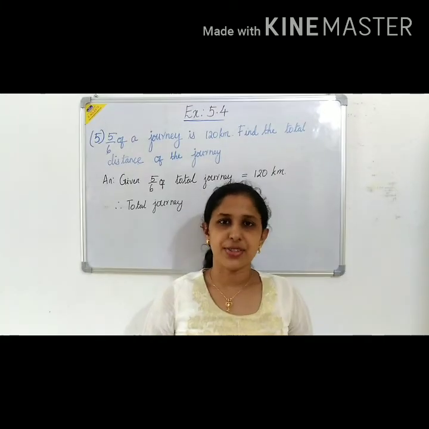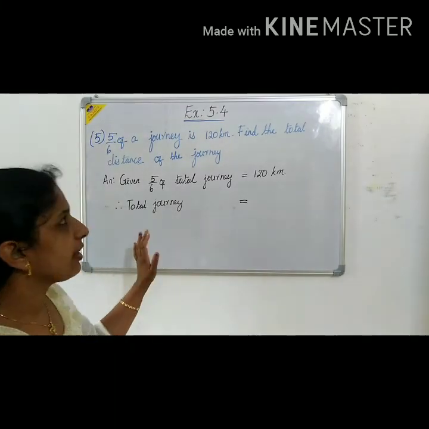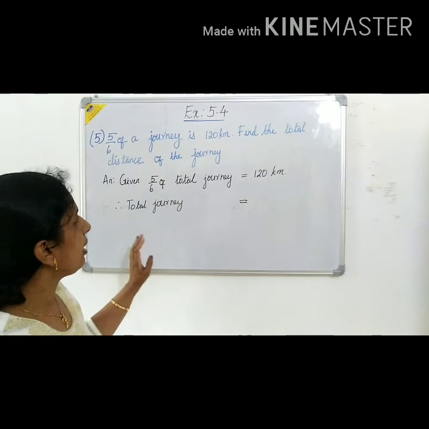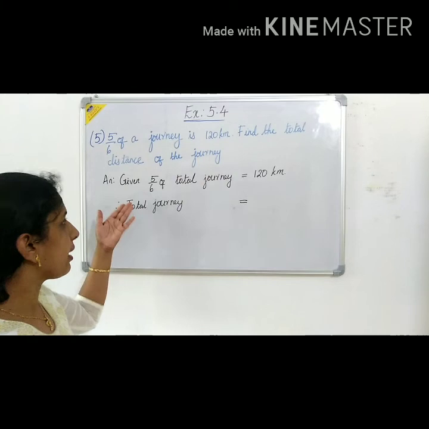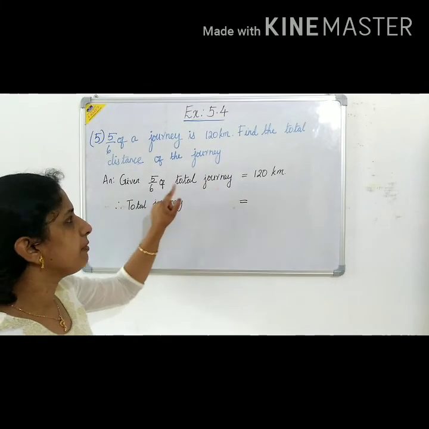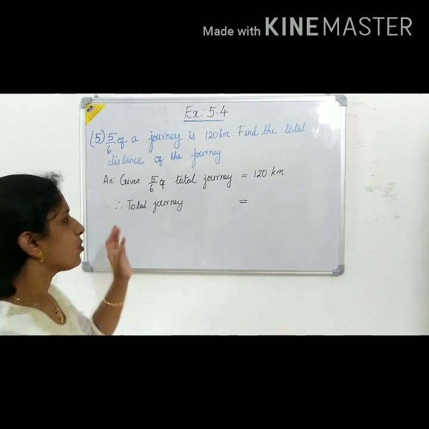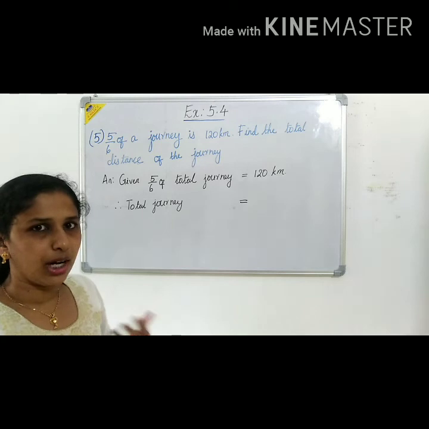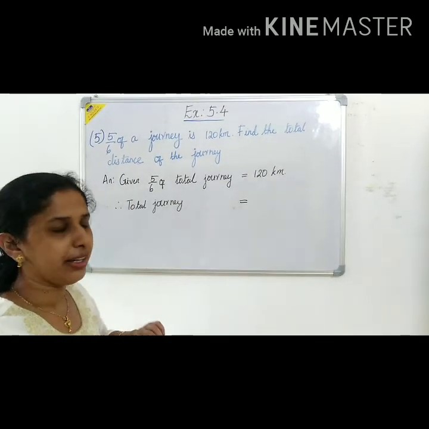Now question number 5. 5 by 6 of a journey is 120 km. Find the total distance of the journey. So what is given here? Given 5 by 6 of total journey is equal to 120 km. So we have to find the total journey. So total journey is equal to, how will we find? 120 divided by 5 by 6.